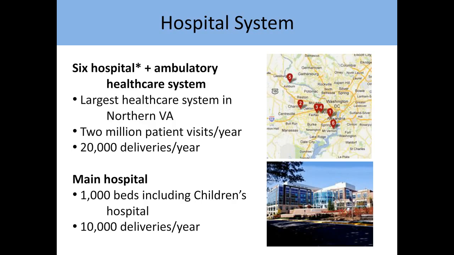This includes an independent women and children's hospital, and obviously that goes along with a relatively large ambulatory healthcare system network. As you can see, we serve a lot of patients, about 2 million patient visits a year. We're especially strong in deliveries. We have about 20,000 deliveries of infants system-wide per year.